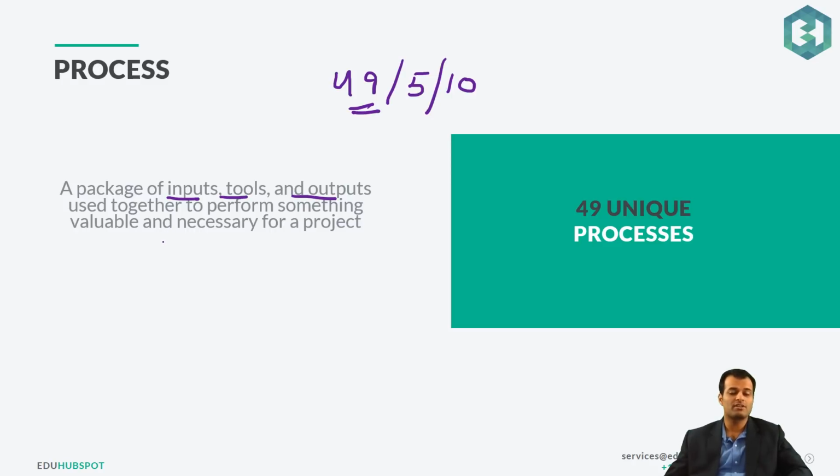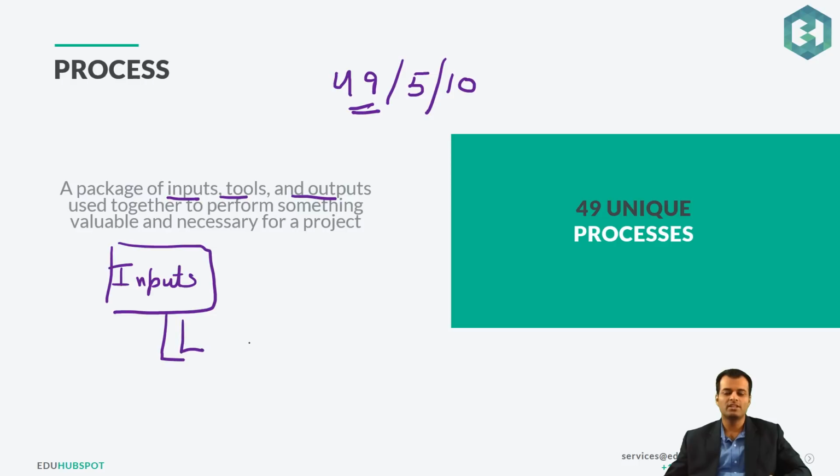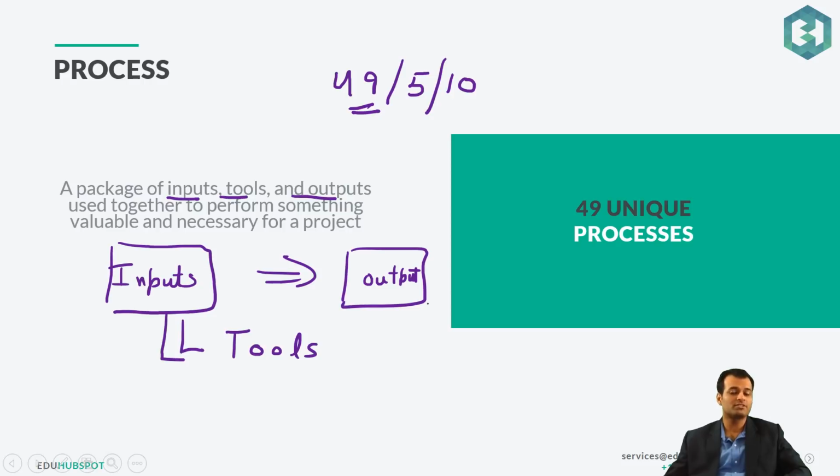So if you have your ITTO sheet with you, go and see the first and the second tab, specifically the second tab. Each process is divided by inputs. So if you see, there are inputs, and then we have some tools which are working on those inputs to give something valuable, which is your outputs. So tools work on the inputs to give you something valuable, which is output.